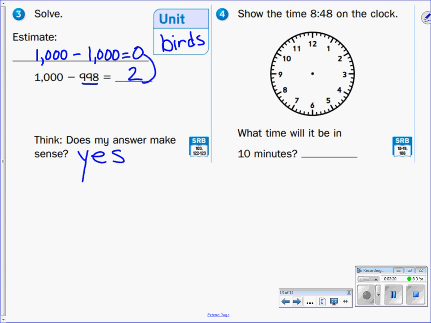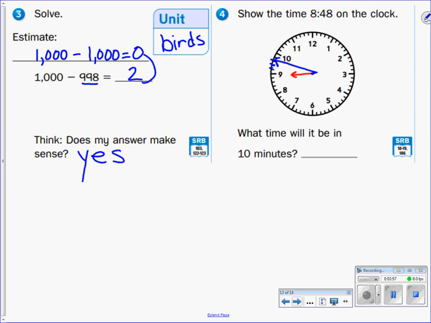Number 4, show the time 8:48 on the clock. Okay, boys and girls, remember my hour hand is my smaller hand, and we want to do 8:48. Okay, so that's going to tell me that my smaller hand is going to be almost on that 9. And then I want to go to 48. I know that this is 45, so I need to go 46, 47, 48. Bring that in. And there I would have my time, 8:48.